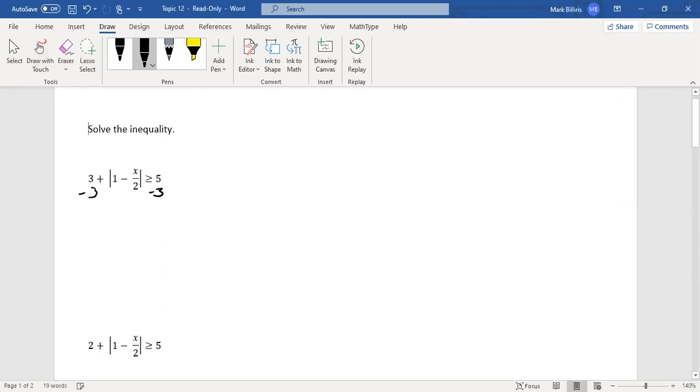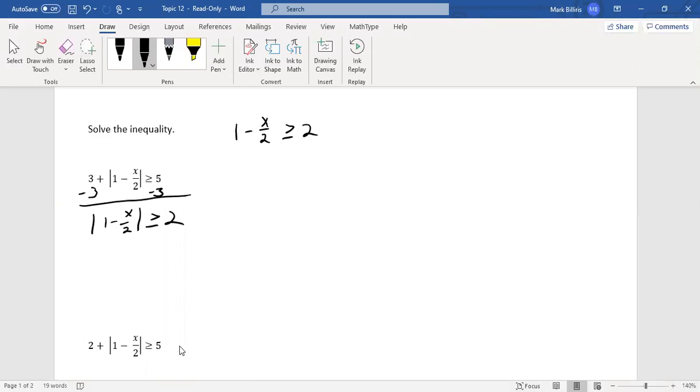So we're going to subtract 3 from both sides, and that's going to give us the absolute value of 1 minus x over 2 is greater than or equal to 2. So keep in mind, absolute value has two answers. So we're going to set up two separate inequalities. One as 1 minus x over 2 is greater than or equal to 2.